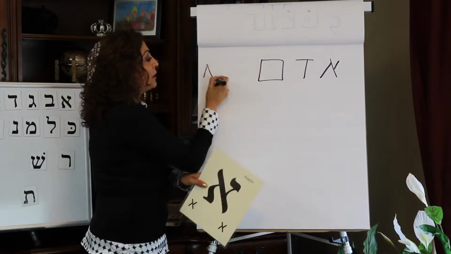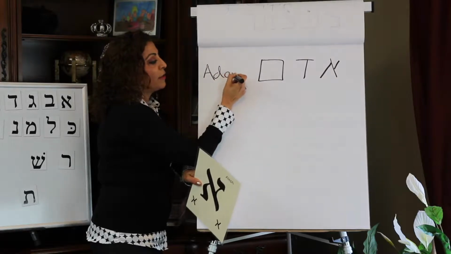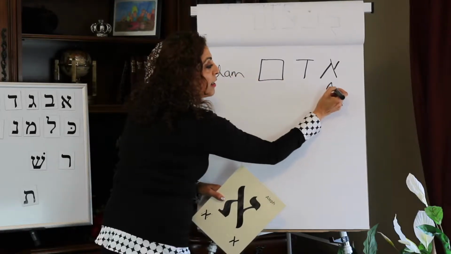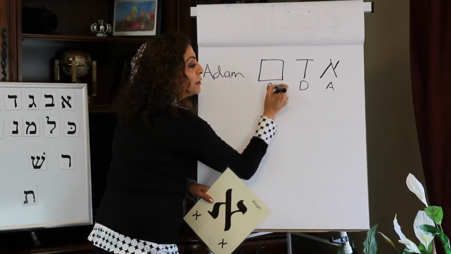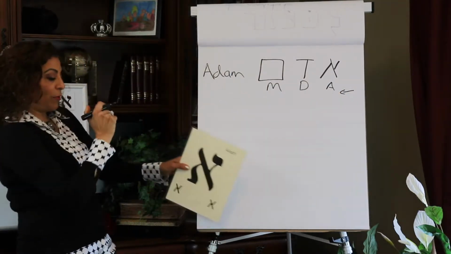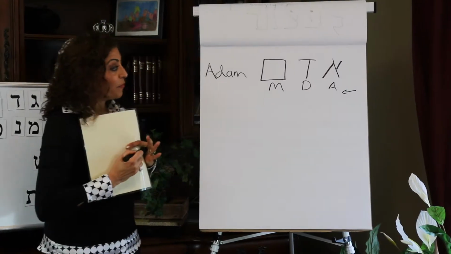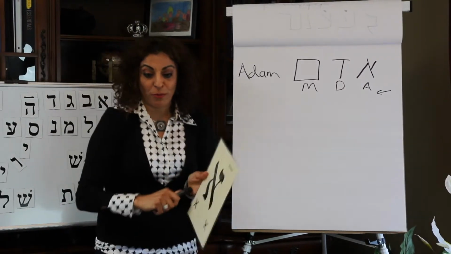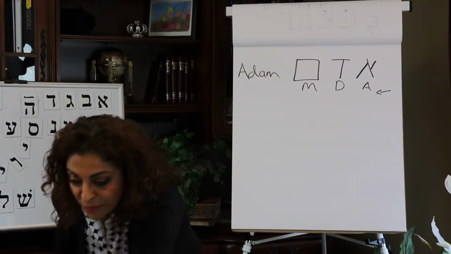Adam. And in English, Adam. This is the A, this is the D, this is the M. And if we write it this way, remember, we write right to left. Adam. So, you say to yourself, I'm going to put this aleph down here for a second.